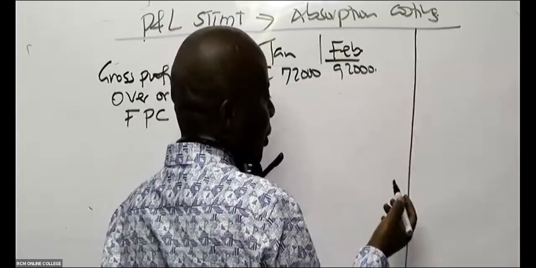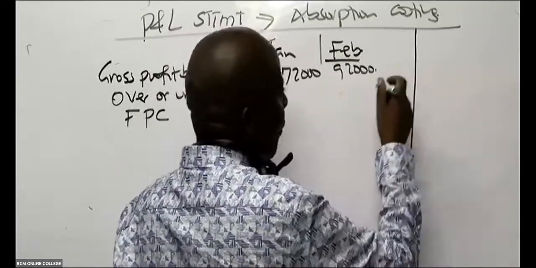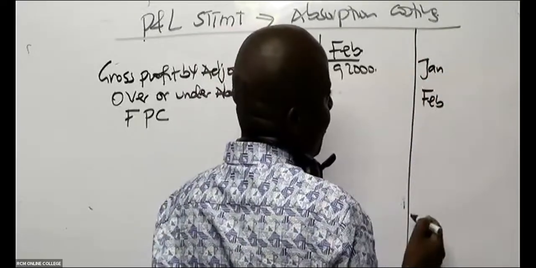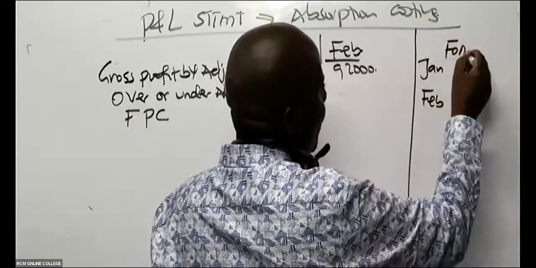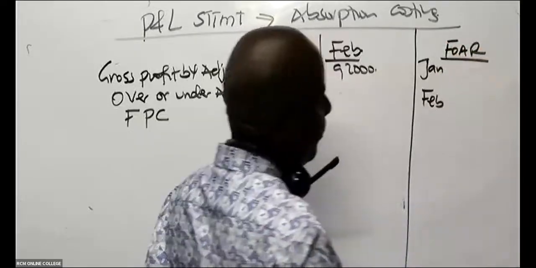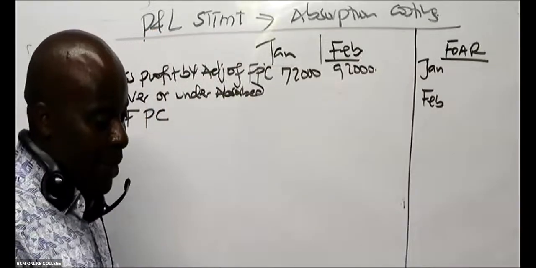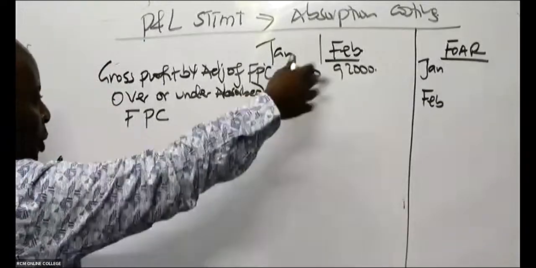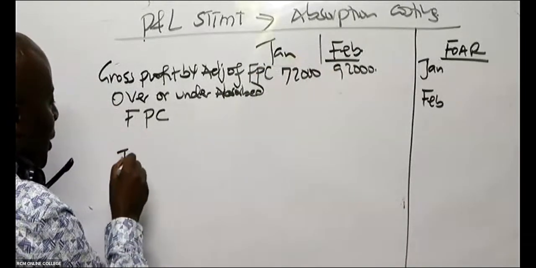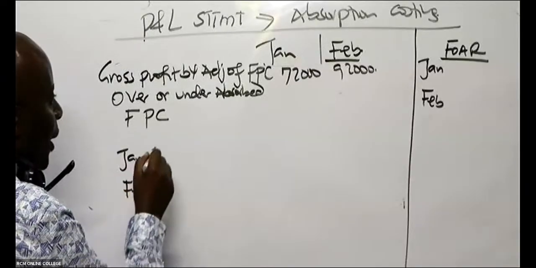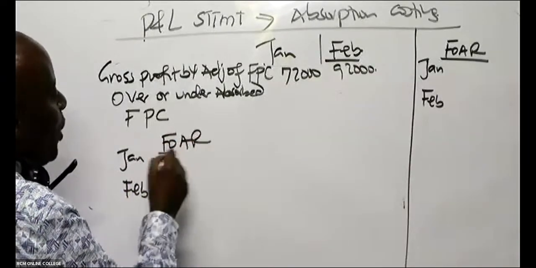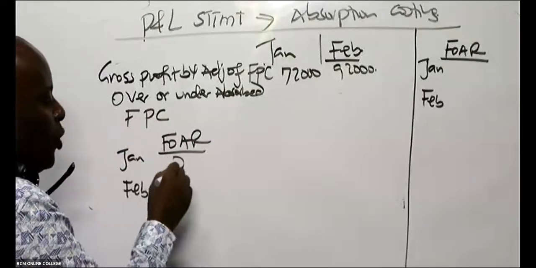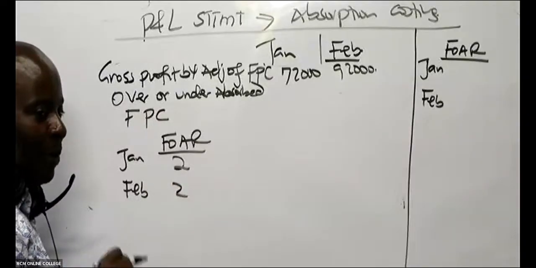So remember, we have our 2 months, January, February. We have our fixed overhead absorption rate. You guys had given me a fixed overhead absorption rate. Although you guys will do it by the side. The one you did get by taking 20,000 over 10,000. You guys got 2. Do you remember that?